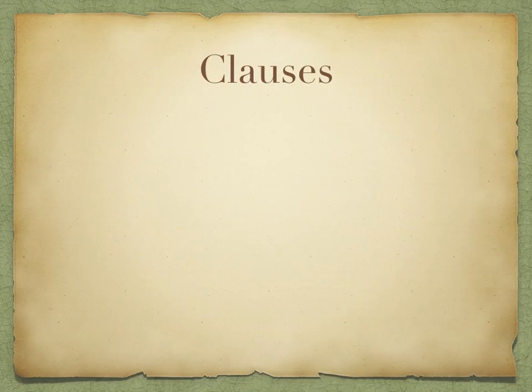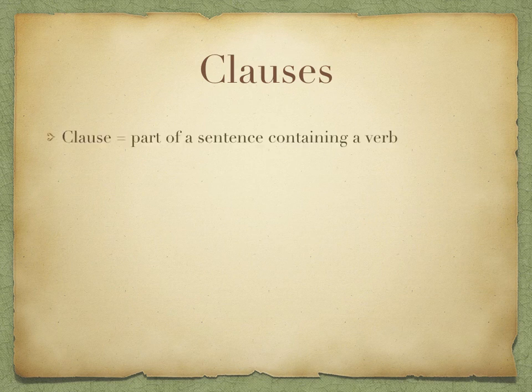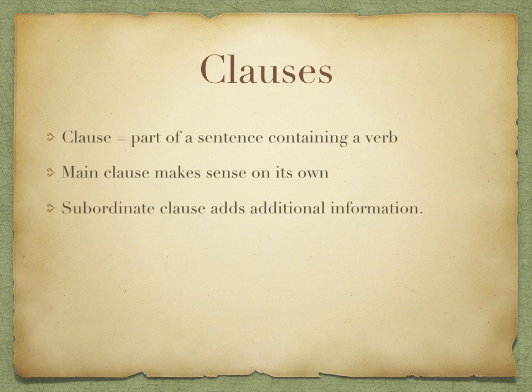We also need to recap the idea of clauses, and we met these when we learned about relative clauses back in the Blue Book. So a clause is a part of a sentence which contains a verb. Each sentence must have a main clause which makes sense on its own, and it contains the main verb of the sentence. You can then add in subordinate clauses to give us further information and make our sentences more interesting.